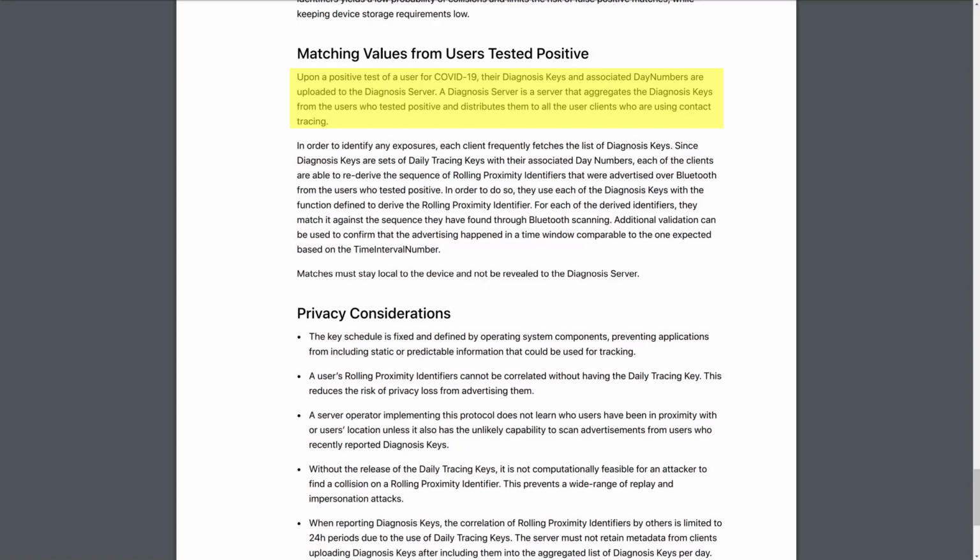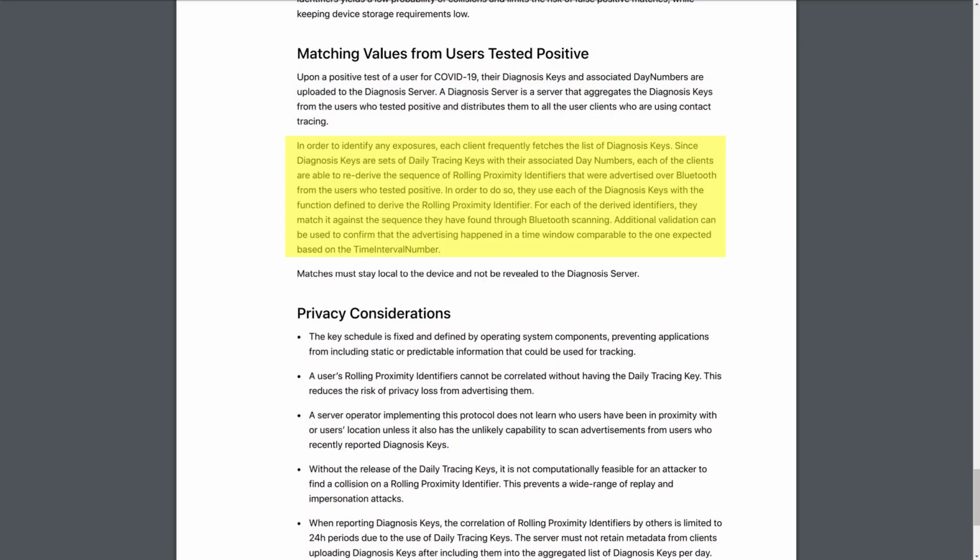A diagnosis server is a server that aggregates the diagnosis keys from the users who tested positive and distributes them to all the user clients who are using contact tracing. In order to identify any exposures, each client frequently fetches a list of diagnosis keys. Since diagnosis keys are sets of daily tracing keys with their associated day numbers, each of the clients are able to rederive the sequence of rolling proximity identifiers that were advertised over Bluetooth for the user who tested positive.